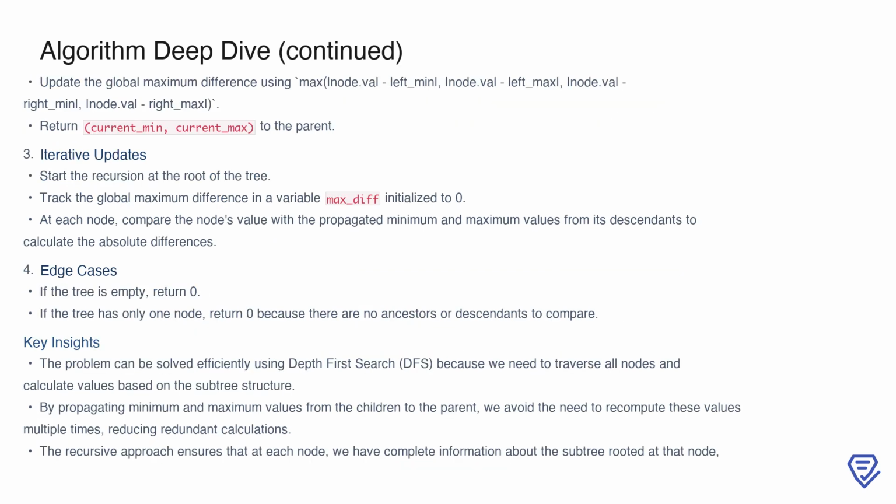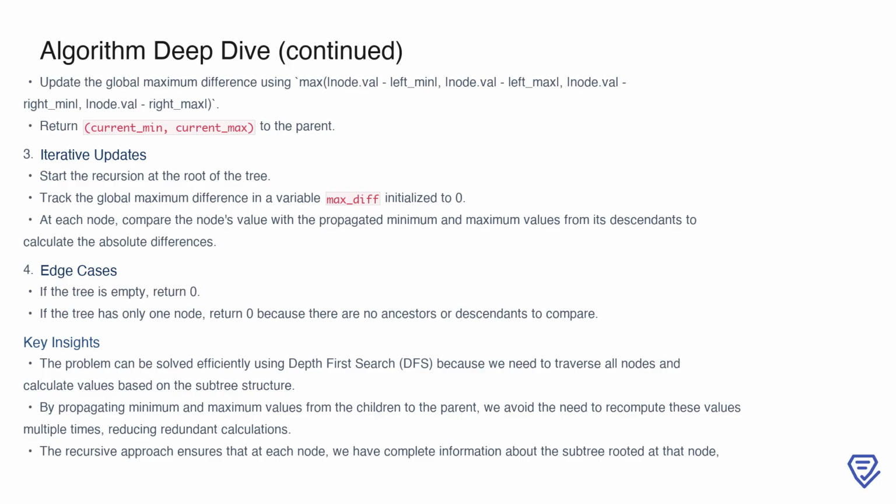Once we have the minimum and maximum values for the left and right subtrees, we use these to calculate the maximum absolute difference for the current node. Specifically, we update a global variable, max_diff, by considering the differences between the node's value and the propagated minimum and maximum values from both subtrees. This ensures that each node contributes to the overall maximum difference calculation.